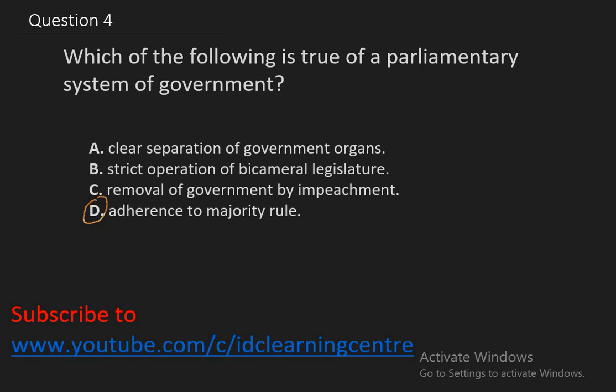A parliamentary system of government. Okay, which of the following is true? Adherence to majority rule. So, adherence to majority rule is true of a parliamentary system of government. The reason is that the party having a majority in the legislature controls both the executive and the legislature, from where the prime minister and ministers of his cabinet are chosen. The stability of this system also depends upon the ruling party controlling a reasonable majority in the parliament. Let's go over to question 5.